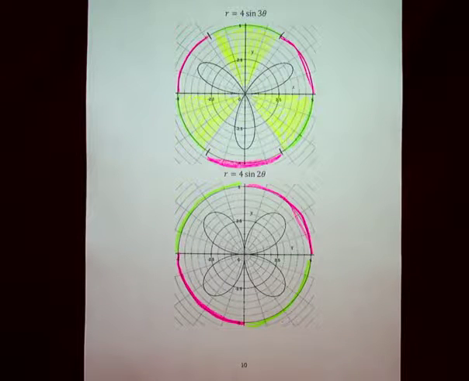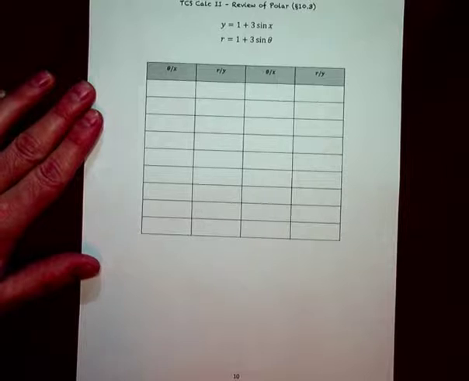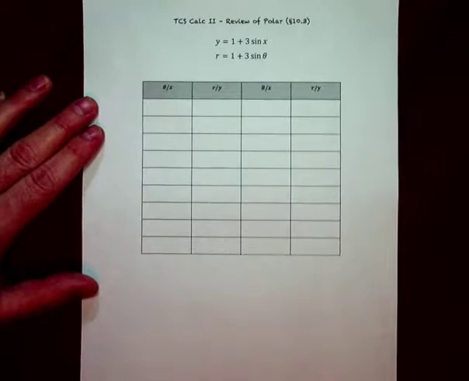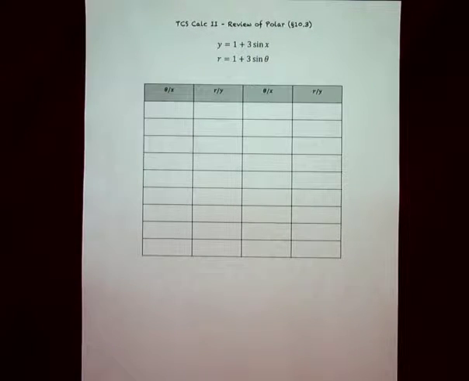So, alrighty, that's enough with the roses. Let's go ahead and move on to the Limaçons. Limaçons is basically just the larger category, which includes cardioids and looped Limaçons and flat Limaçons and dimpled Limaçons and all sorts of fun stuff like that.